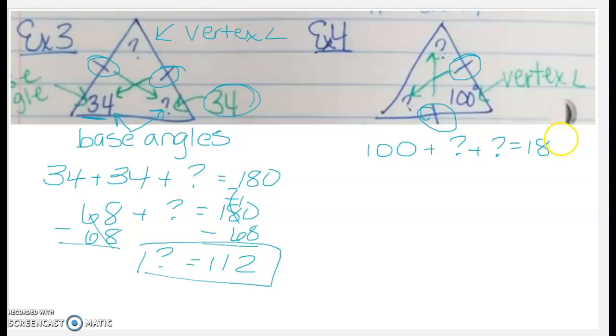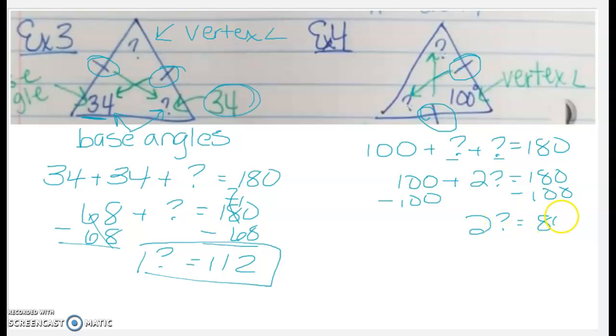So I still know that 100 plus the question mark equals 180, and I know these two are the same. So I can combine those. So I have 100 plus two question marks equal 180. And I'm going to subtract 100, and I get two question marks equal 80. Then I can divide it by 2, and each question mark is 40 degrees. So 40 plus 40 is the 80, and then 80 plus 100 is 180.